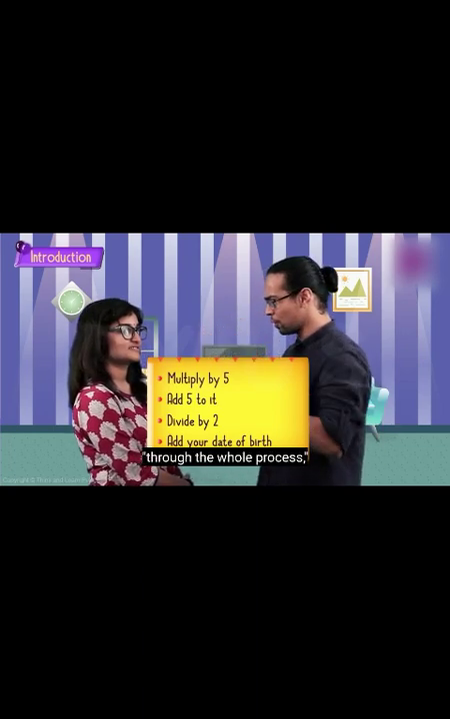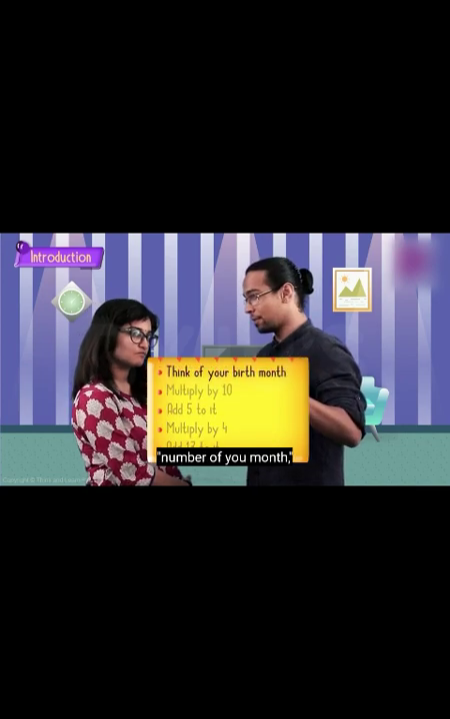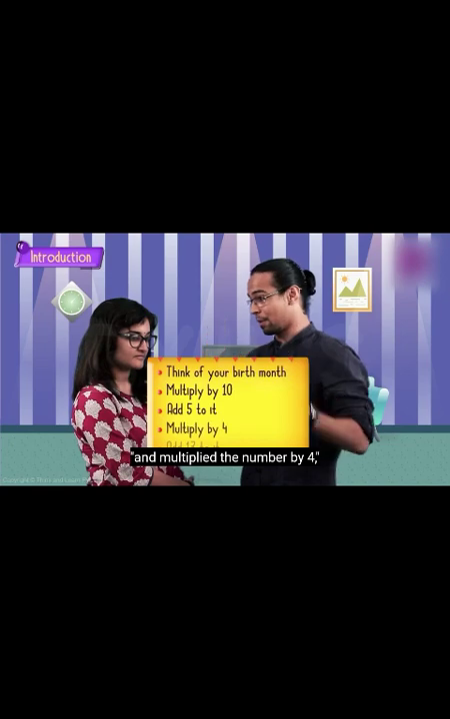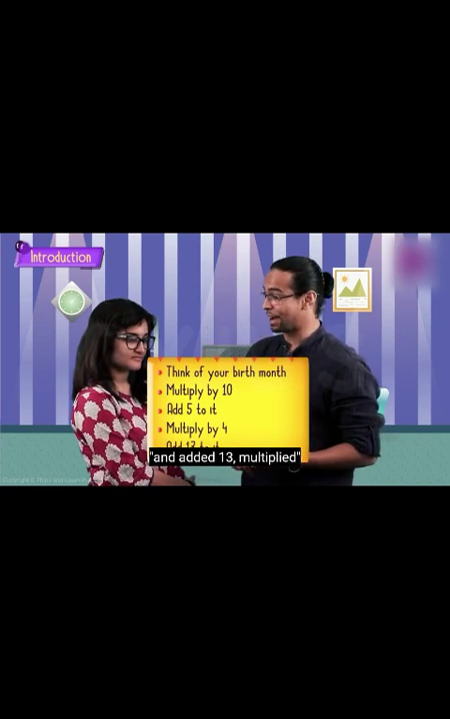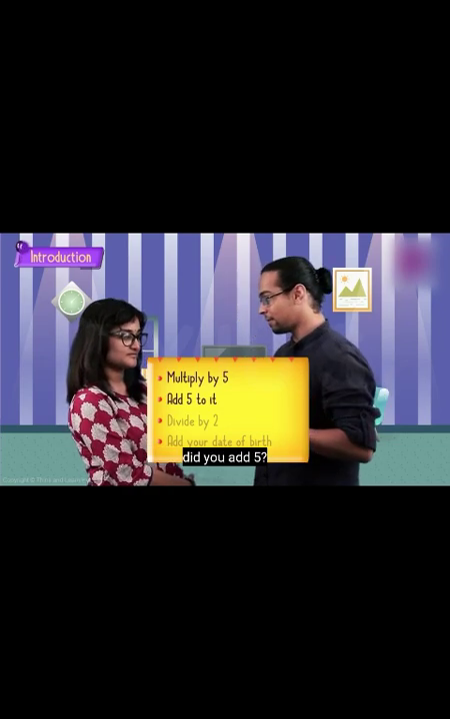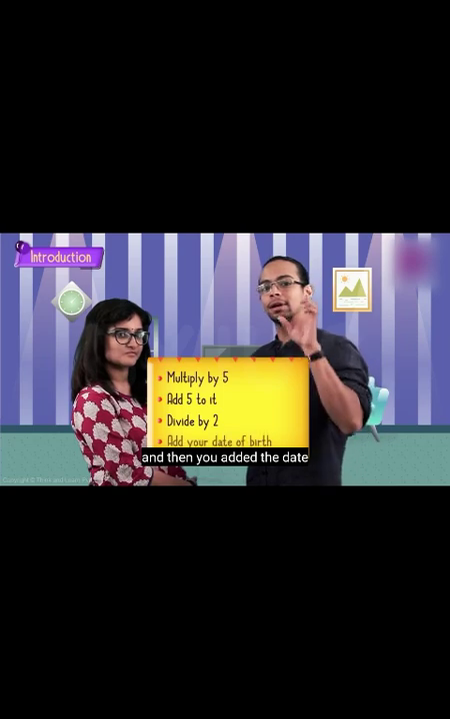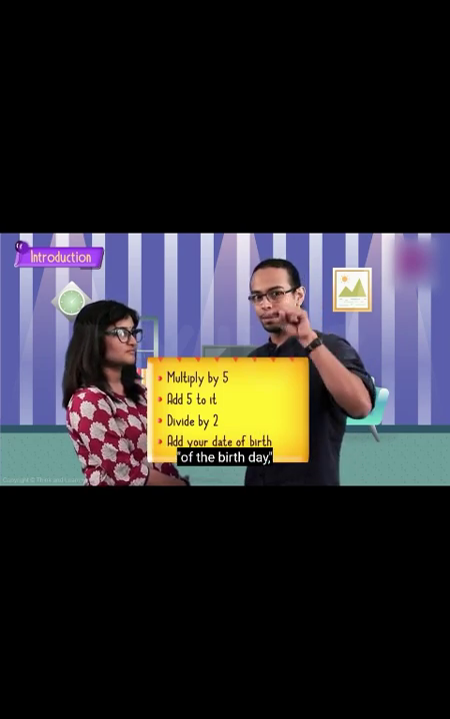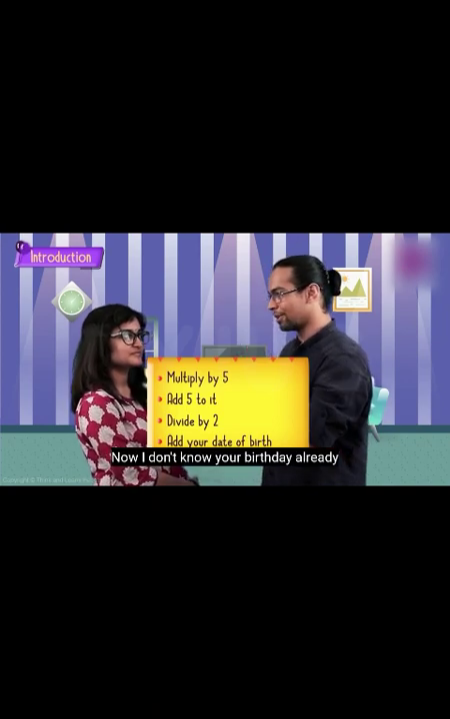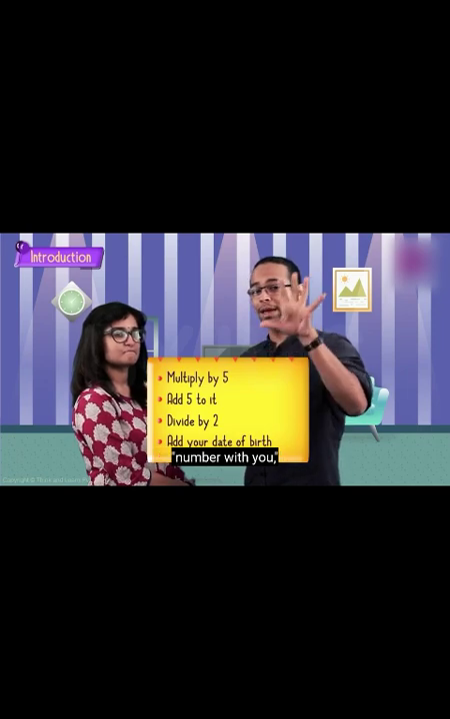Great. So I'm just going to run through the whole process, just recap, okay? So you thought of the number of your month, multiplied that by 10, and then added 5, then multiplied the number by 4, and added 13, multiplied that number by 5, added 5. Did you add 5? Yeah. Then you divide by 2, right? And then you added the date of the birthday. Did you get that? Now, I don't know your birthday already. I'm just checking again. Yes? Alright. You guys have a number with you. Make a note of that.